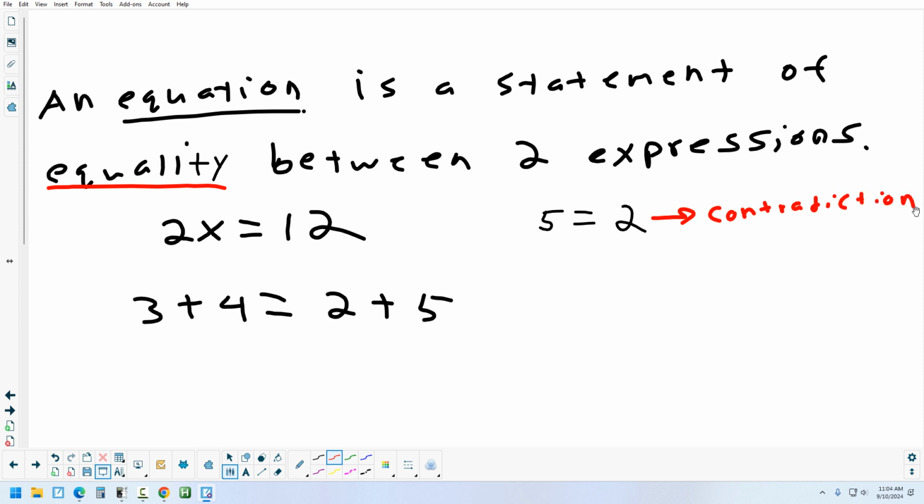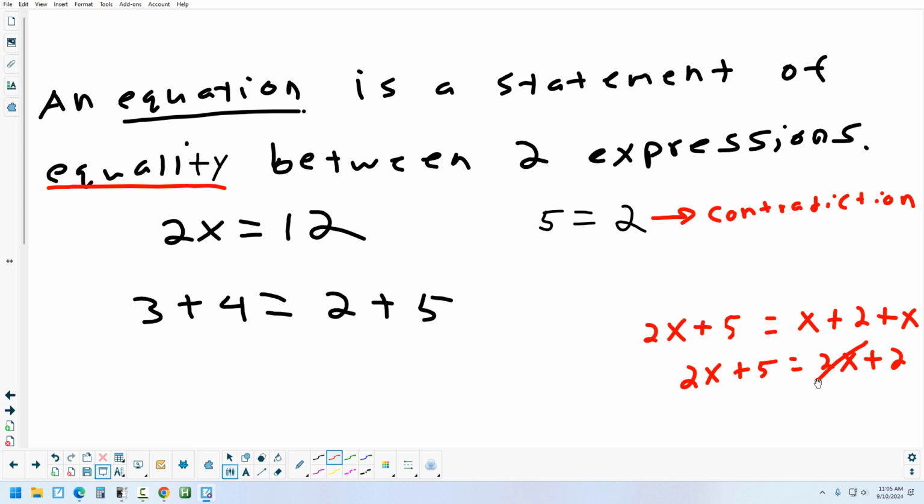And you might end up with something like 5 equals 2, like if you were to solve this in Algebra 1, like 2x plus 5 equals x plus 2 plus x. So if I gave that as a question and asked someone to solve it, you could start by combining like terms. And then if you subtract 2x from each side, it cancels out. And you're left with the statement 5 equals 2. Well, that's a contradiction, which means this equation can never be solved.